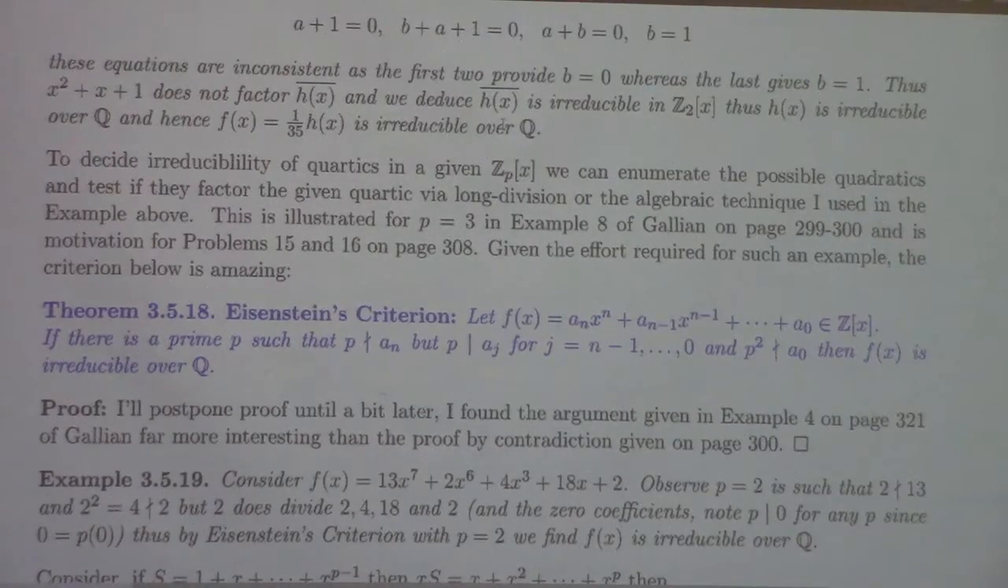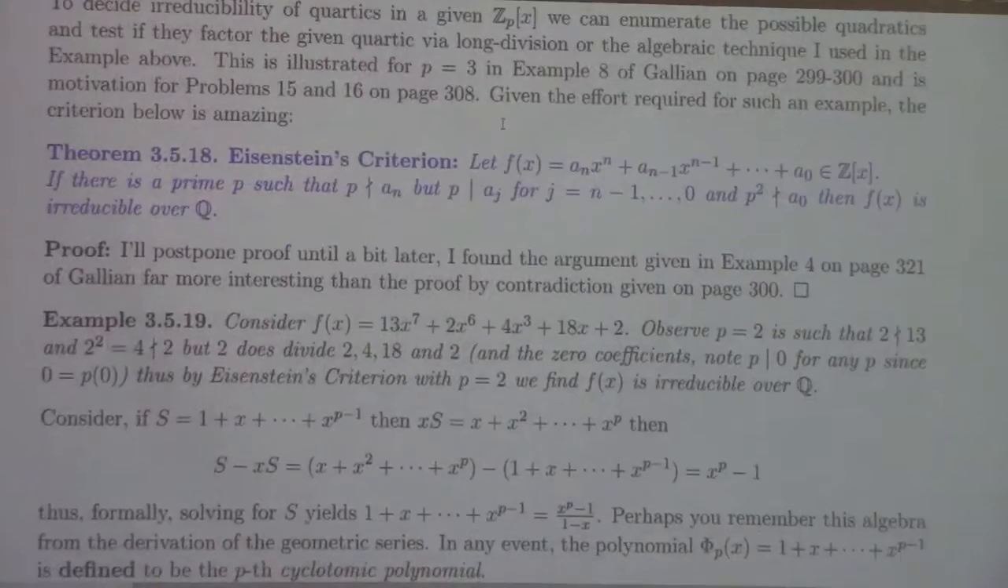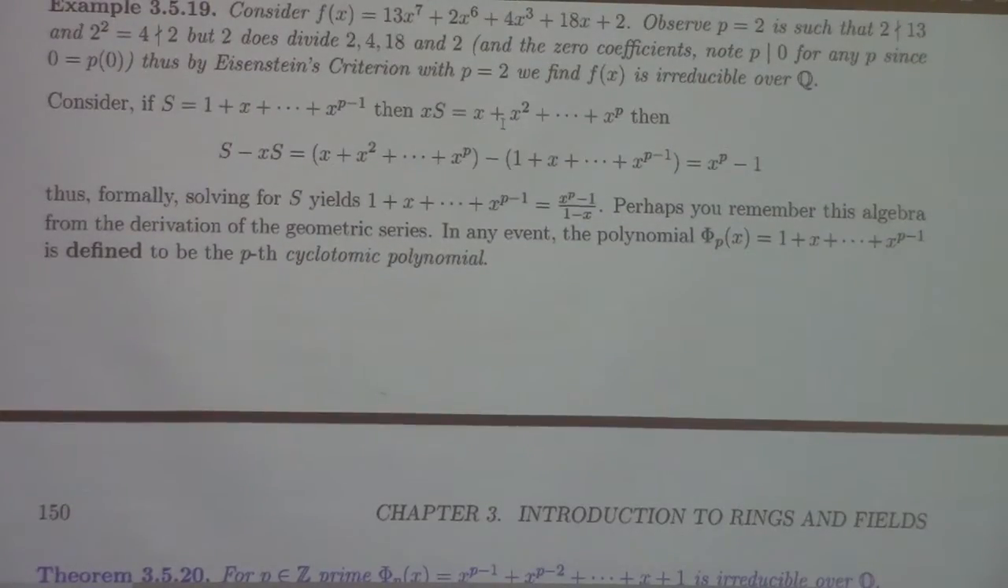It's not hard to see that using Eisenstein's criterion, you can create polynomials of arbitrarily high order over the rational numbers which are irreducible. Yeah, they're irreducible. Here's a really pretty application of this.